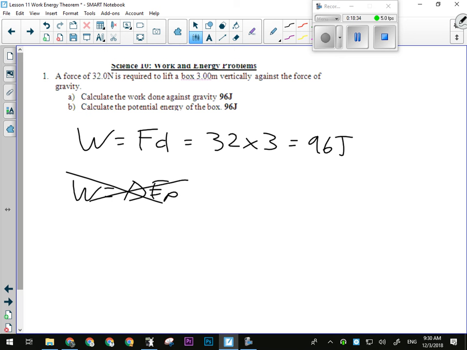Right, the only reason the box has potential energy is because it was lifted. Work was done on it. 96 joules worth of work means it gained 96 joules worth of energy. That's why that works out that way, because work is not only force times distance, it is also the change in potential energy. That's why they're the same number. That's all that question is really there to illustrate to you. It's not there to test your mathematical skills.